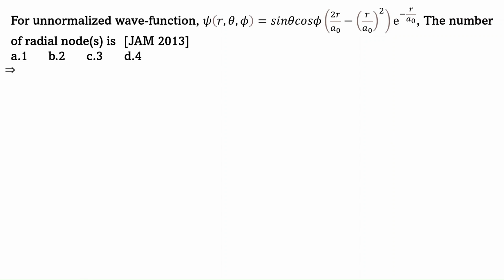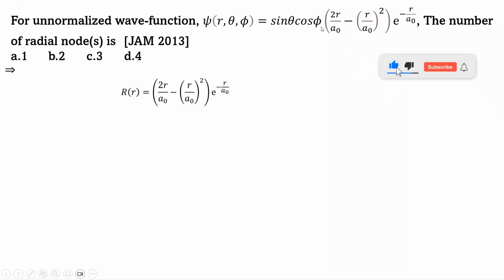Let's break the wave function into two parts. The angular part is this, sine theta cos phi. Anyone can easily find the angular part, that is, the angles here are theta and phi. So this is the angular part, and the rest of the part is our radial part. So our radial part is this. We focus on this part only. We have no work with the angular part because we have to find only the radial node.